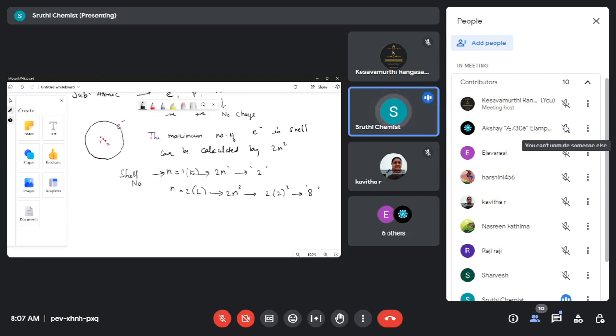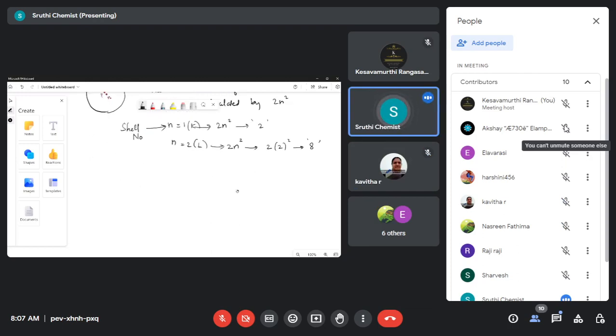So the first shell can hold maximum of 2 electron and the second one can hold 8 electron and the third one has how much in third one? 18 electrons. Very good. 18 electrons. This is the way we will arrange the electrons.